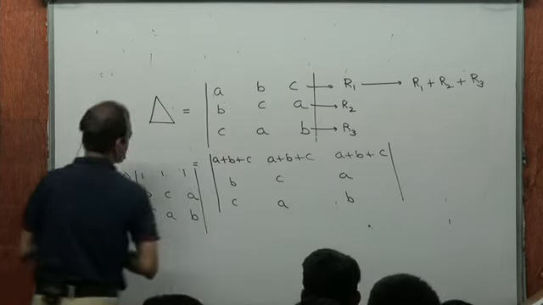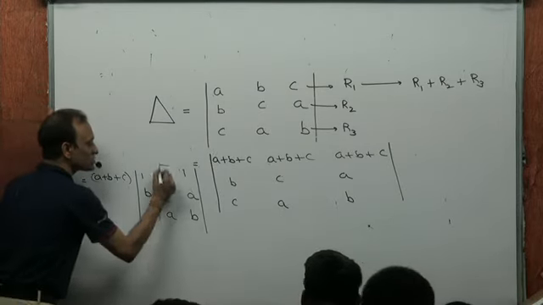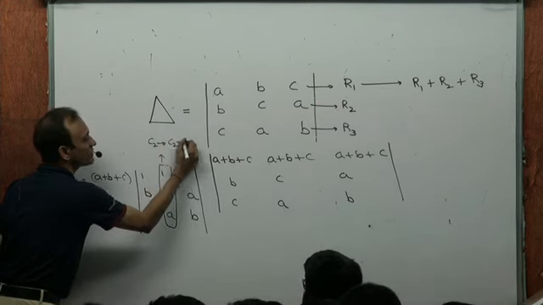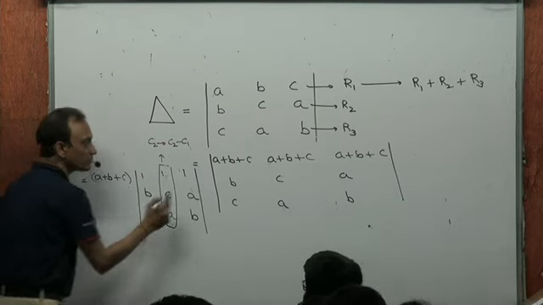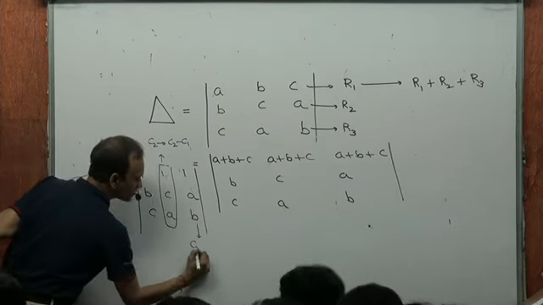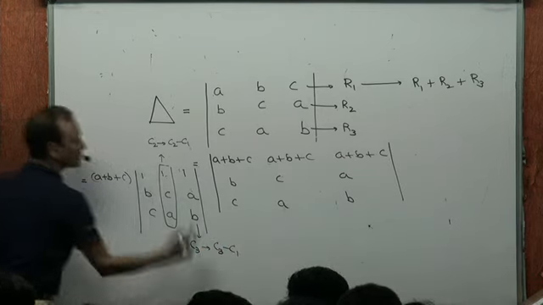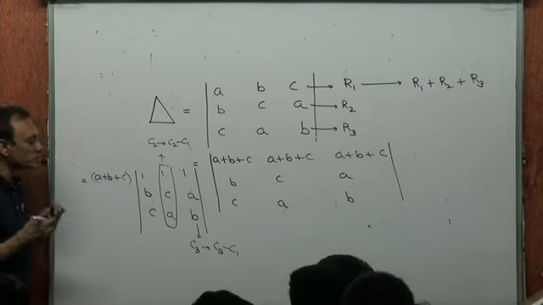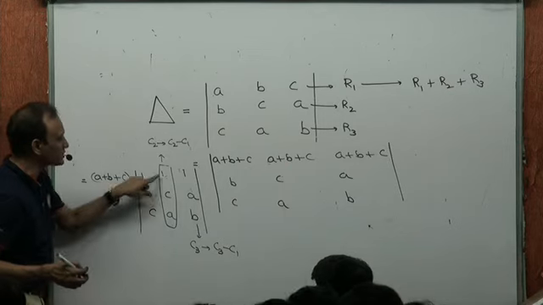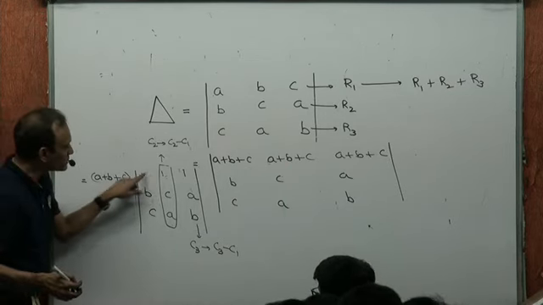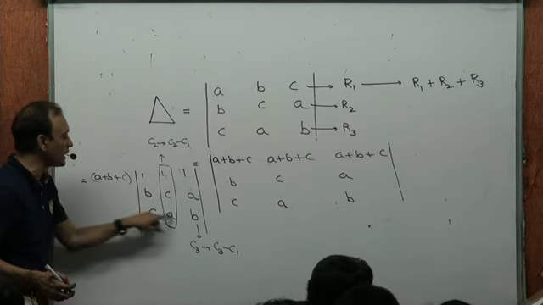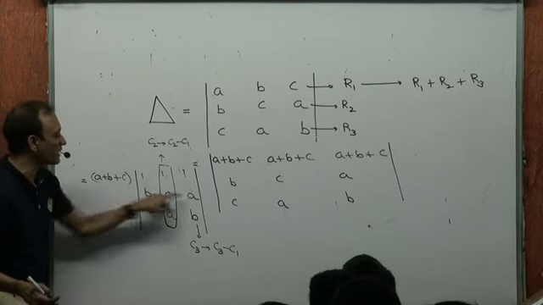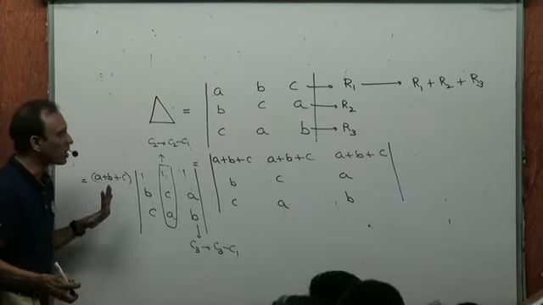Then this is my column 2. On column 2 I do C2 minus C1. This is my column 3. On column 3 I do C3 minus C1 to cause these two to become 0. I'll repeat: on column 2 I perform column 2 minus column 1, so that this becomes 0. This will become c minus b, this will become a minus c. On column 3, I do column 3 minus column 1. So 1 minus 1, 0. a minus b, b minus c. This is the operation I perform.